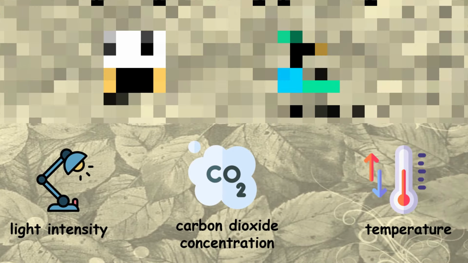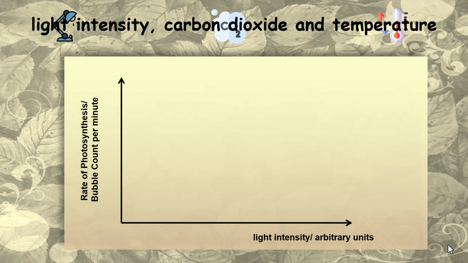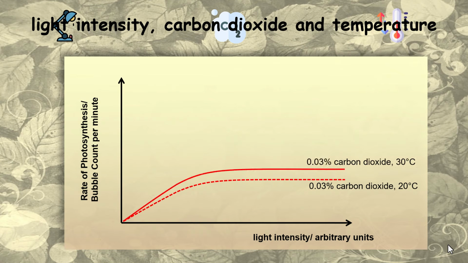Light intensity, carbon dioxide and temperature. It is also possible to get a graph with all three factors. So we have the basic light intensity curve with CO2 at 0.03% and 20 degrees Celsius. Comparing it to the curve at 30 degrees Celsius, the temperature is a limiting factor at the plateau.